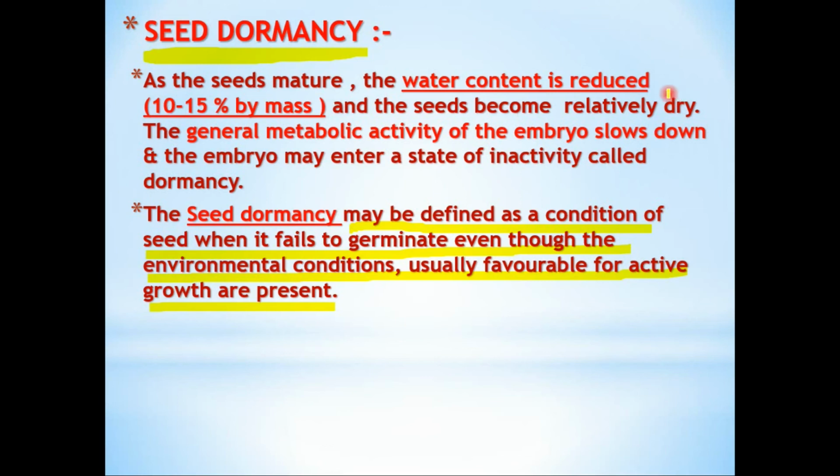What happens during seed dormancy? When the seeds are mature, they dry up and the water content is reduced to 10 to 15% by mass, and the seeds become relatively dry. Do the seeds stop their metabolic activity? No, not at all. The general metabolic activity during seed dormancy actually slows down. So the embryo enters into a state of inactivity. This state of inactivity or suspended animation is called seed dormancy.